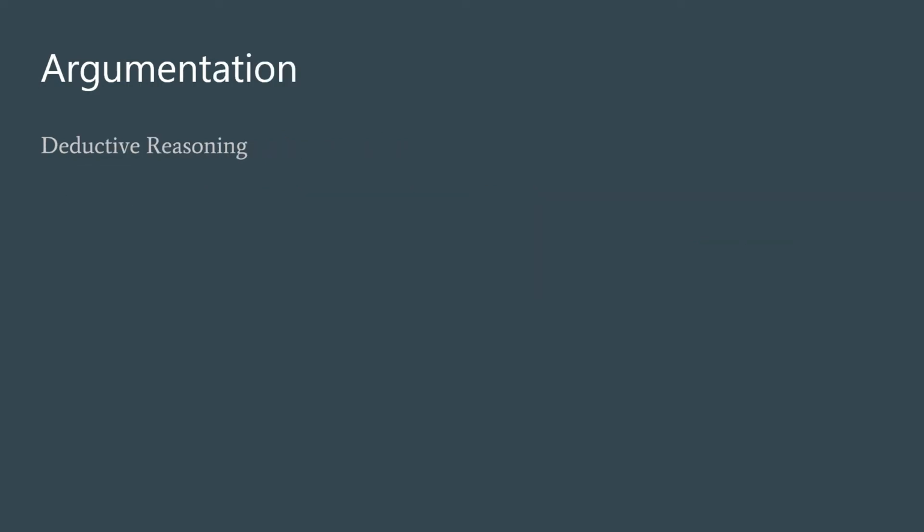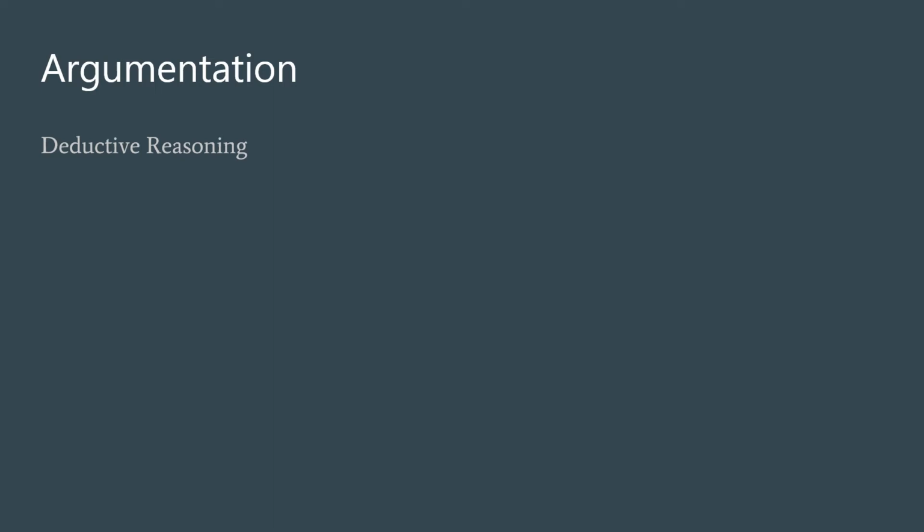So now that we have an idea of what argumentation is in general, we can talk about the different types of reasoning. Now, there are 3 types of reasoning. We're only going to work with 2 because the third is really, really interesting, but for the sake of this class and for the sake of this purpose, we're not going to be dealing with it. The 2 we will be dealing with are deductive reasoning and inductive reasoning.